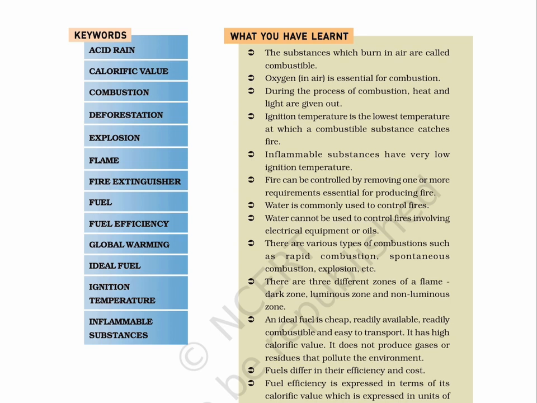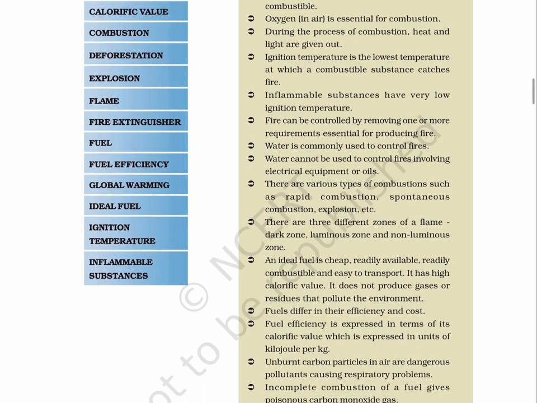Fire can be controlled by removing one or more requirements essential for producing fire. Water is commonly used to control fires. Water cannot be used to control fires involving electrical equipment or oils. There are various types of combustions such as rapid combustion, spontaneous combustion, explosion, etc. There are 3 different zones of a flame: dark zone, luminous zone, and non-luminous zone.